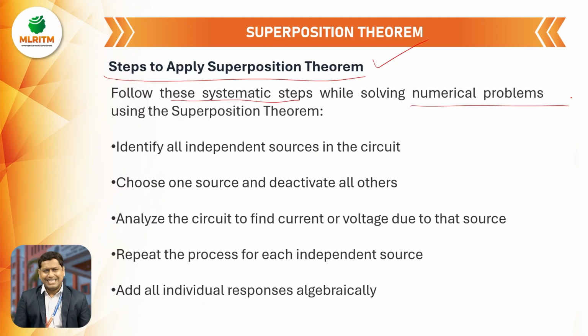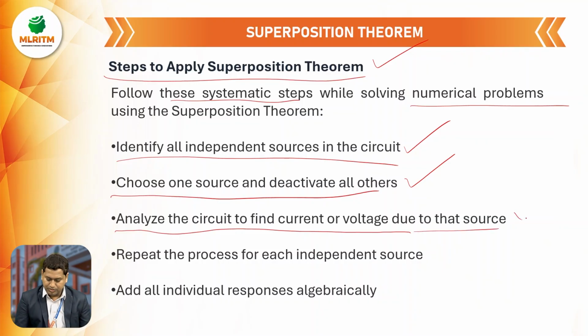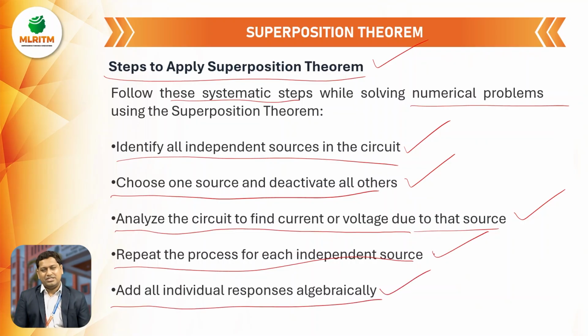First, we have to identify all the independent sources that exist in the circuit. Second, choose one source and deactivate all the others. Third, analyze the circuit to find the current or voltage due to that source. Repeat the process for each independent source. Finally, add all the individual responses algebraically.